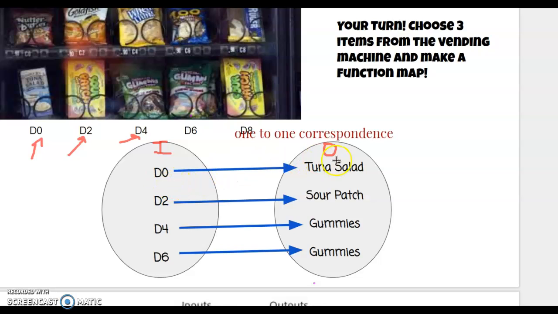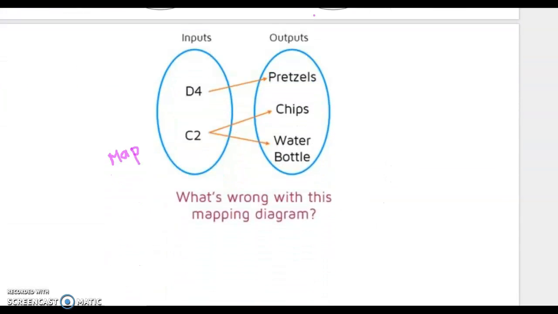So if I punch in D0, I'm going to get tuna salad. If I punch in D2, I'm going to get Sour Patch. If I punch in D4, I get gummies. And if I punch in D6, I also get gummies. But that's okay because it's still a one-to-one correspondence. D6 will only give me gummies, even though D4 also gives me gummies. Maybe gummies are really popular, so they're going to put them in two different sections of my vending machine. There's nothing wrong with that. That is still what's known as a function. Let's check out some more examples.